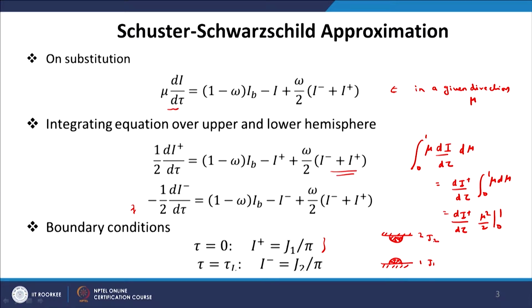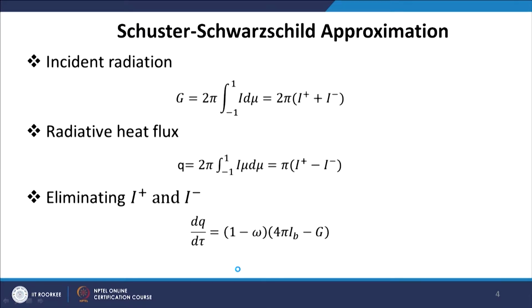So, I plus is J1 upon pi at tau is equal to 0, and I minus is J2 upon pi at tau is equal to tau L. So, these are the boundary conditions. Now, we define incident radiation.